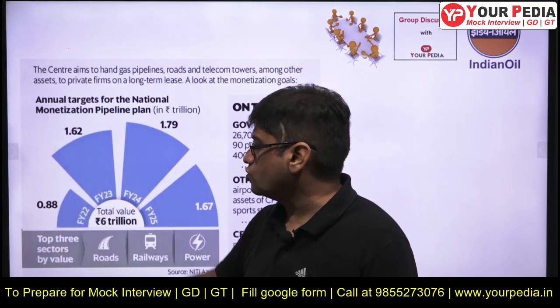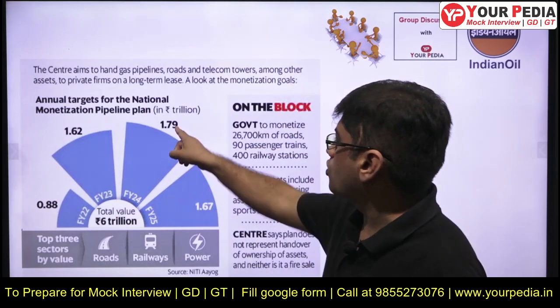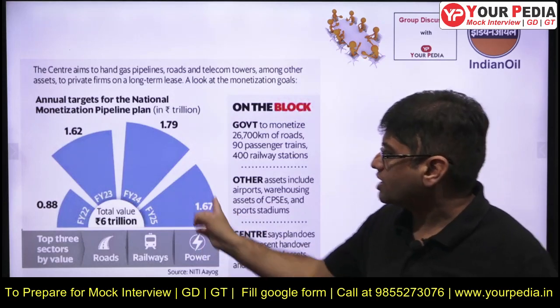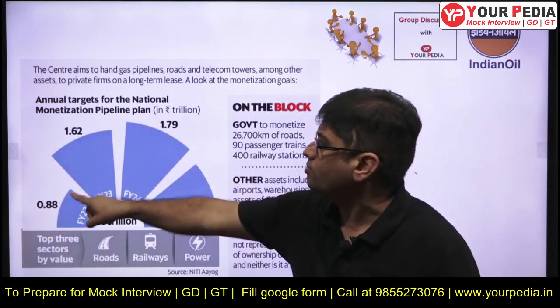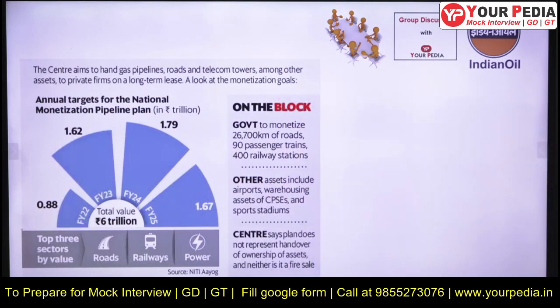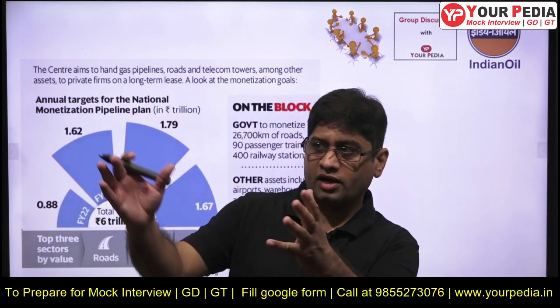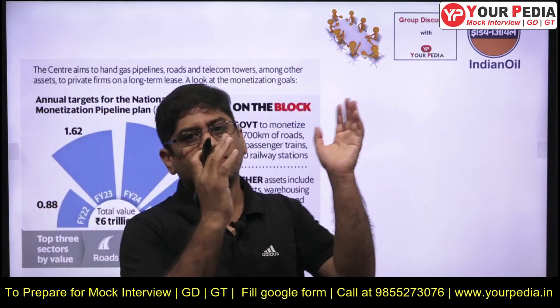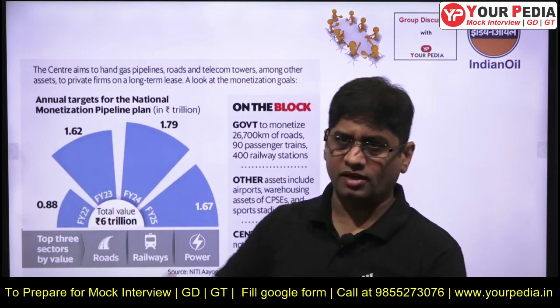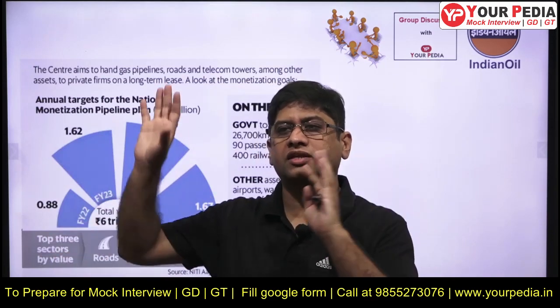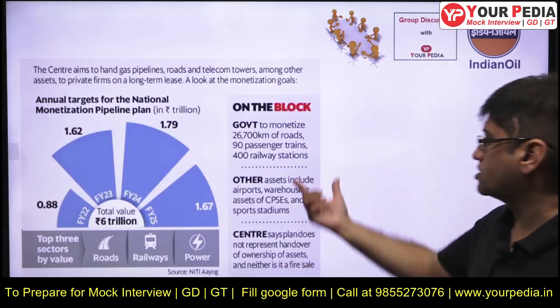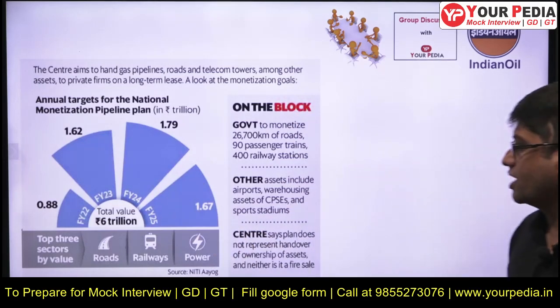Out of the total, in the next 4 years this is how you are going to collect: 1.6 lakh crore, 1.7 lakh crore, 1.67 lakh crore. This is the target we have kept under the National Monetization Pipeline Plan. So the government is to monetize 26.7 thousand kilometers of road, 90 passenger trains, 400 railway stations. You will find that some private player has taken some railway station on lease. This railway station is not of Indian Railways now, but it is of, let's say, Tata or maybe Ambani. It is of a private player, and for the next 25 years they will take care of this railway station, and the government is going to get money out of that.